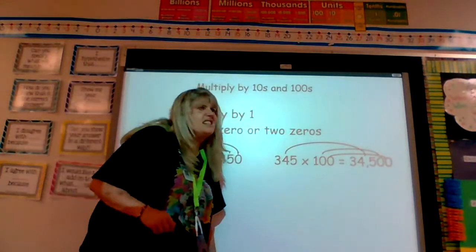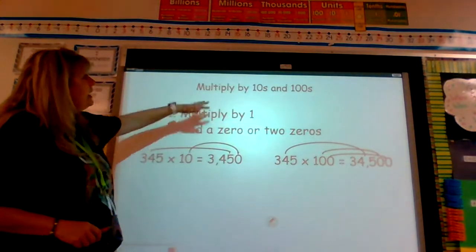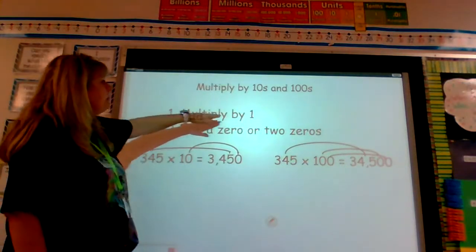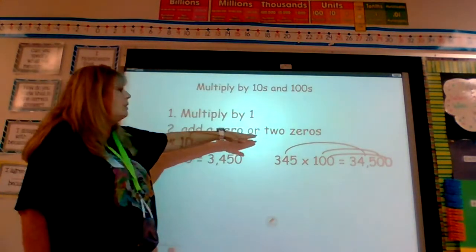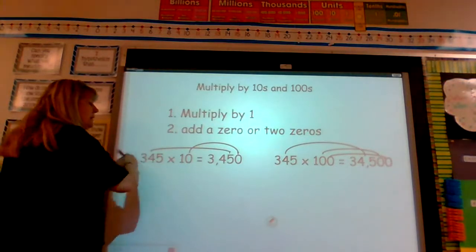Okay, this is so simple. You are going to love this. Okay, multiply by tens and hundreds. You multiply by 1 and you add a 0 or 2 zeros depending on what you're multiplying by. Look what they did here.